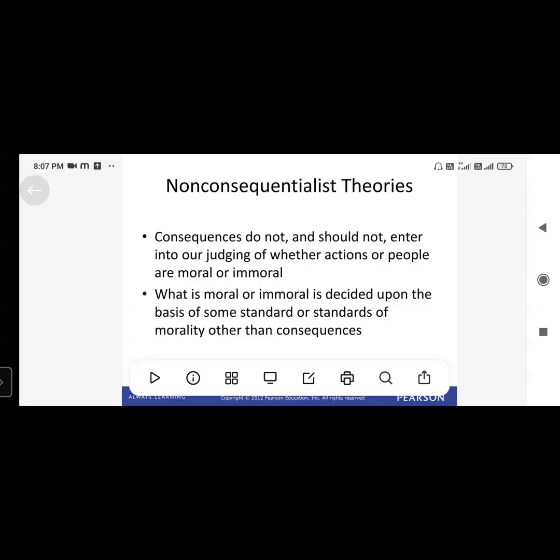Chapter number 4 of Indian Ethos and Business Ethics. It talks about approaches to business ethics. Under that, two basic theories we are going to discuss. One theory is called the consequential theory, and the other one is called the non-consequential theory.